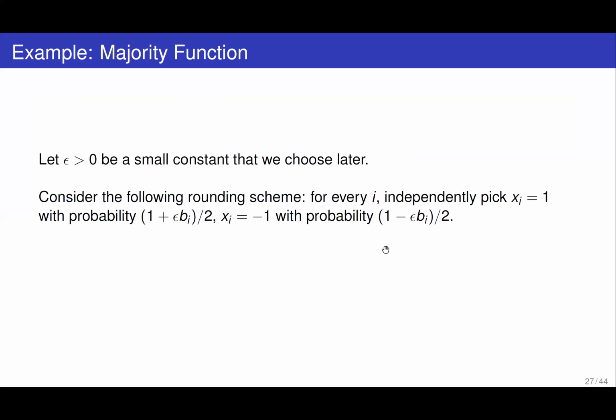Let epsilon be a small constant that we determine later. Consider the following rounding scheme. For every i, we independently pick xi equals 1 with probability (1 plus epsilon bi) divided by 2, and xi equals -1 with probability (1 minus epsilon bi) divided by 2. Then the expected value of xi is equal to epsilon times bi, and the expected value of x1, x2, x3 will be epsilon to the third, b1, b2, b3.